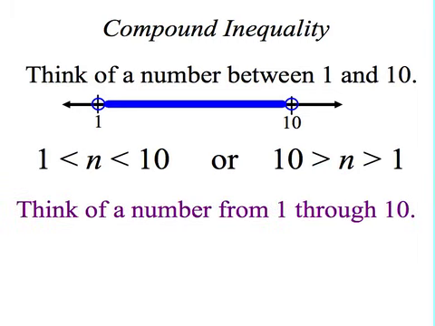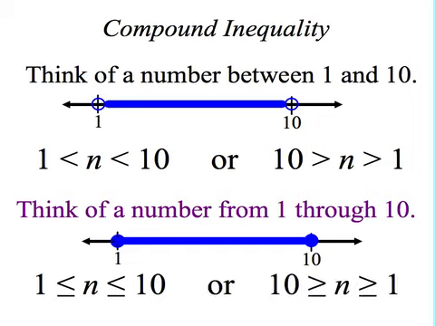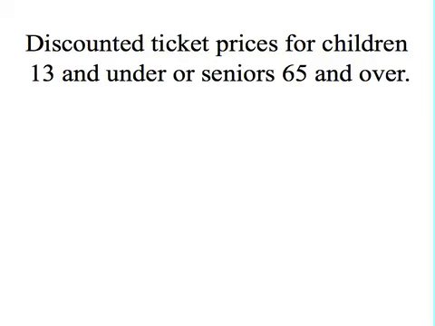And now I'm going to ask you to think of a number from 1 through 10. That includes 1 and 10, so we color in the circles. And then we can write that as shown. 1 is less than or equal to a number which is less than or equal to 10. The other way to write it, 10 is greater than or equal to a number which is greater than or equal to 1.